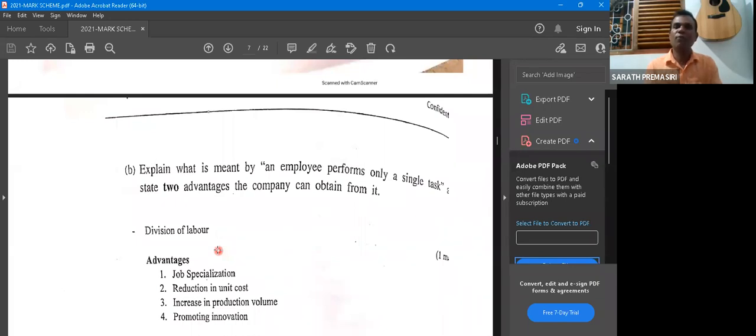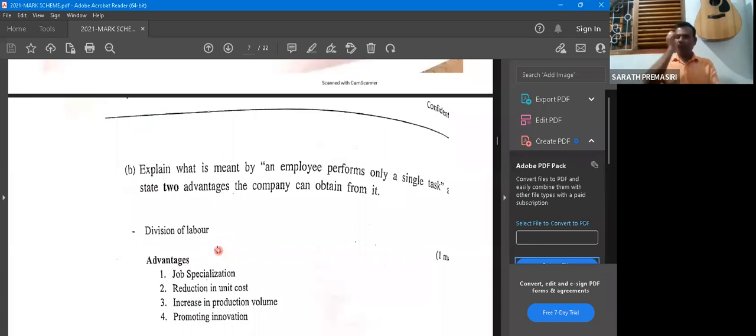According to division of labor. Now, for example, even in this school, the accounting teacher teaches only accounting. The business studies teacher teaches only business studies. The economics teacher only economics. The IT teacher only IT. That is where you see the division of labor. Every employee is involved in a single task.